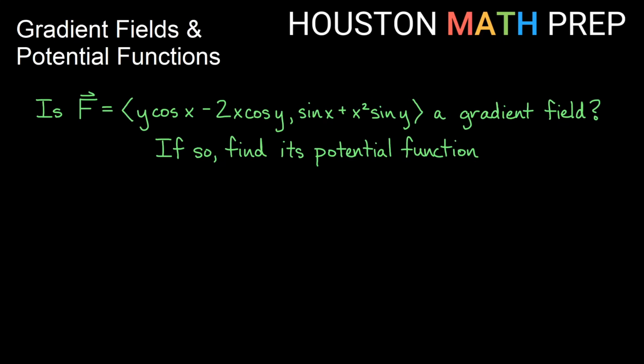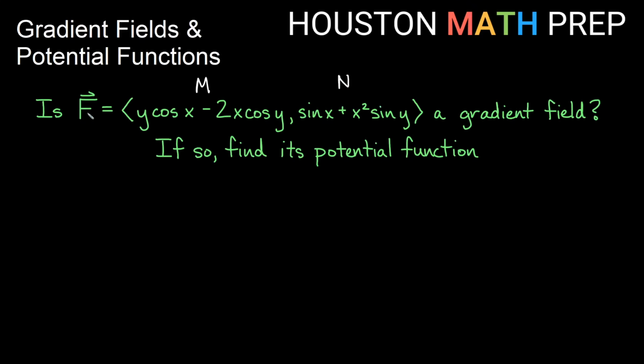Let's do another example here. We want to figure out if the vector field y cosine x minus 2x cosine y, comma sine x plus x squared sine y is a gradient field. And if it's a gradient field, then we'll find its potential function. Okay, so this is my m here, and this is my n.